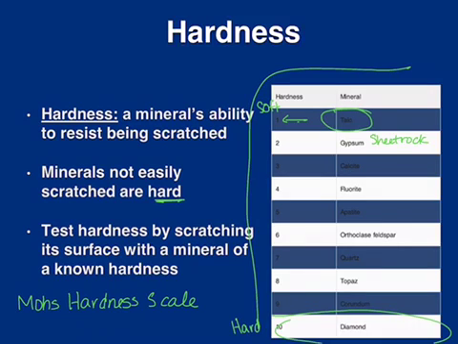Calcite has a hardness of 3, fluorite a little harder with a hardness of 4, apatite has 5, feldspar is 6, quartz, remember quartz is a component of sand, has a hardness of 7, topaz has a hardness of 8, corundum has a hardness of 9, and like I said, our hardest mineral is a diamond with a hardness of 10.